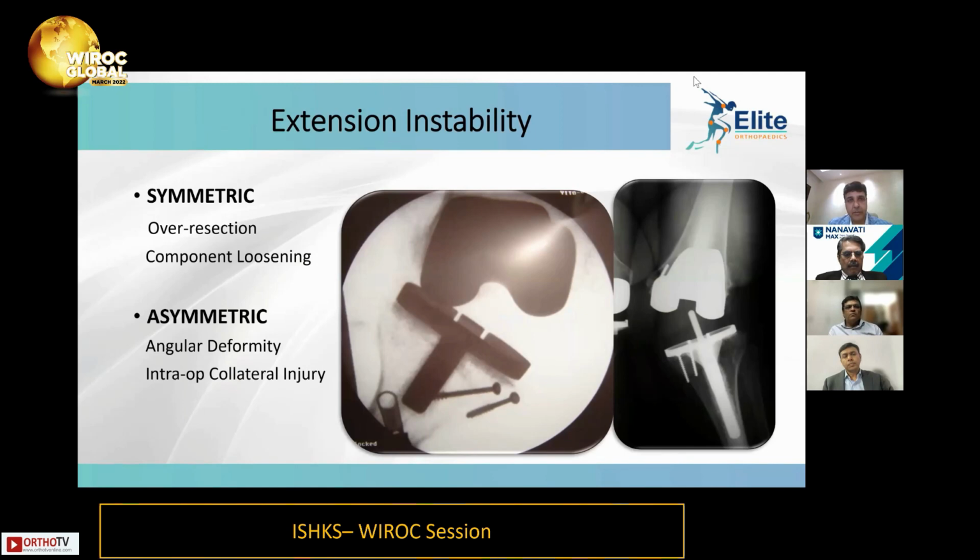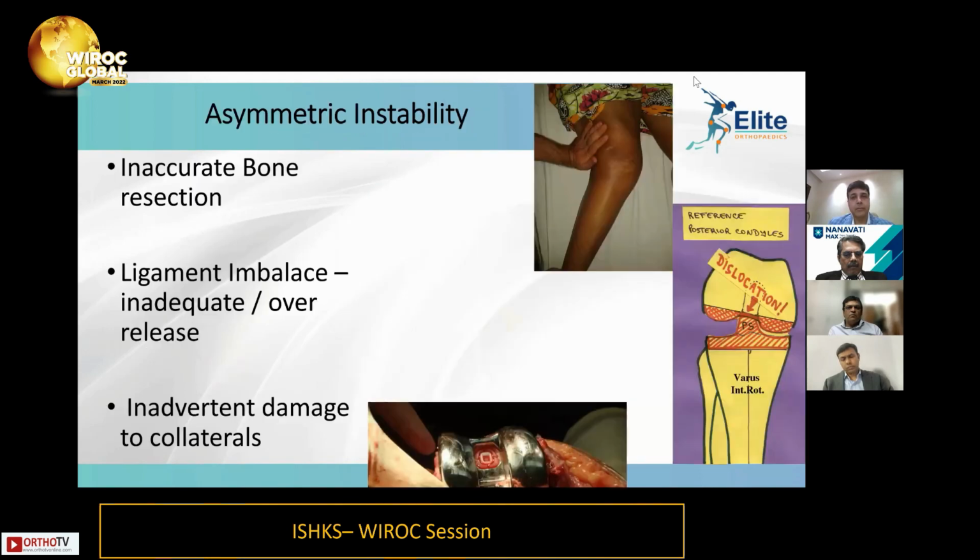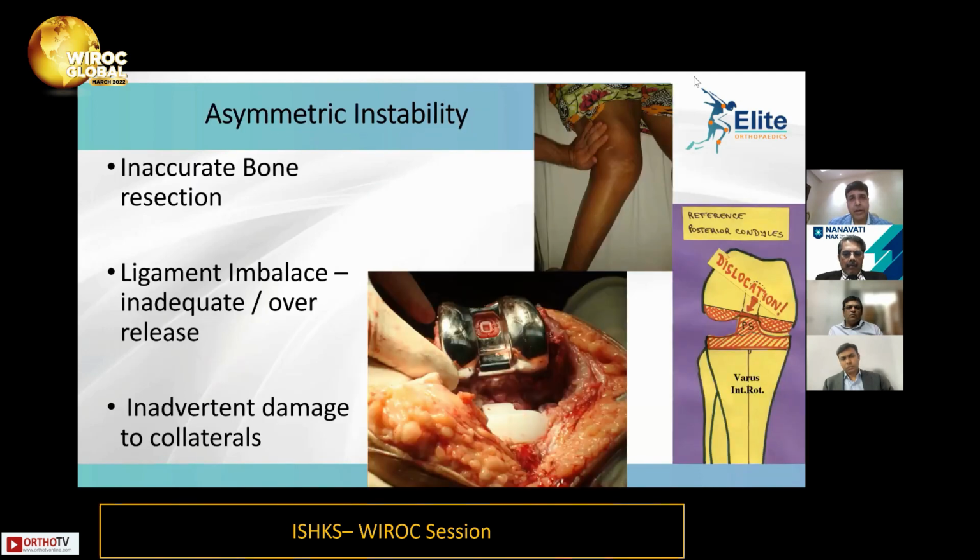So the types of instabilities are, number one, we start with extension instability. Extension instability, as the name suggests, can be symmetric or asymmetric. Symmetric is where you have over-resection of the proximal tibia or the distal femur and you have component loosening developing. More common is asymmetric, where you have angular deformities or intraoperative ruptures or damage of the MCL. In situations like this, you have inaccurate bone sections while correcting your coronal plane deformities, inadequate or over-release of your collaterals, or damage to the collaterals. Or, as we were talking of rotation, where you have valgus deformities and you use the posterior condylar axis alone as a mark, you will have these kinds of instabilities.